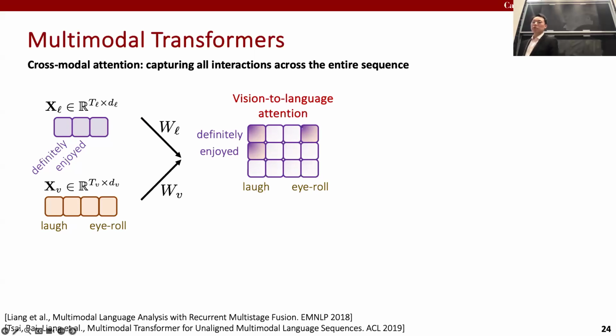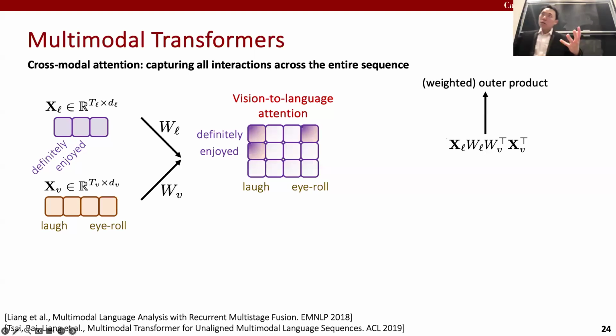So these cross-modal attention matrices are learned using an outer product, taking XL, my data for the first modality, passing it through some trainable transformation, WL, taking an outer product with XV, my data in my second modality, with some trainable parameters, WV. So this outer product, again, turns something that is 3 by dimension and 4 by dimension into 3 by 4.